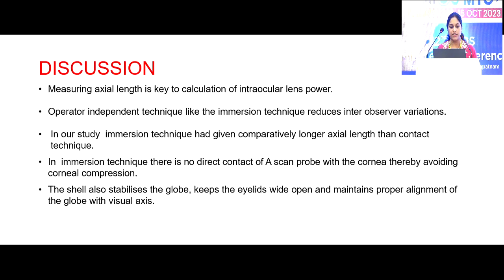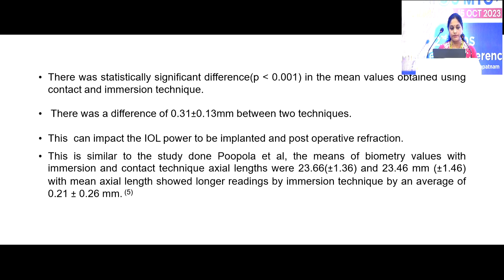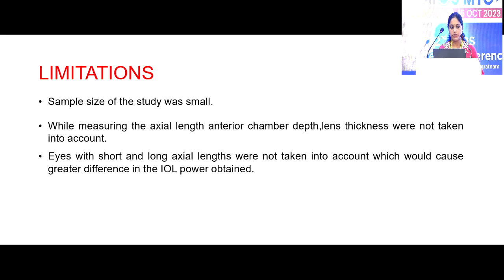Discussion: measuring axial length is key to calculation of intraocular lens power. In our study, immersion technique had given comparatively longer axial length than contact technique. In immersion technique, there is no direct contact of A-scan probe with the cornea, thereby avoiding corneal compression. There was statistically significant difference in the mean values obtained using contact and immersion technique. There was a difference of 0.31 plus or minus 0.13 mm between two techniques. This can impact the IOL power to be implanted and postoperative refraction.